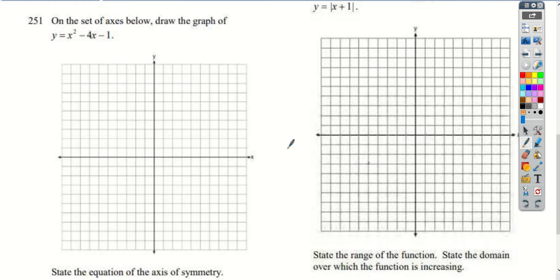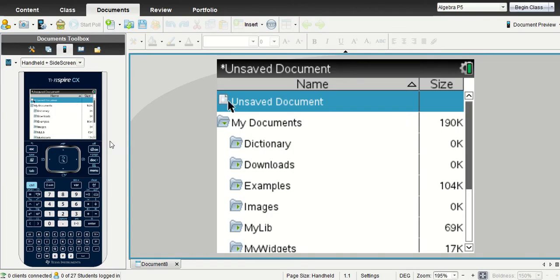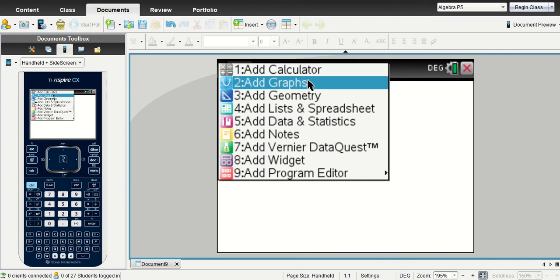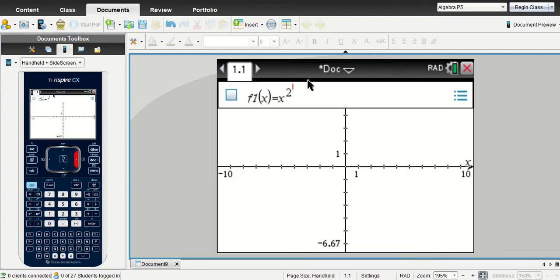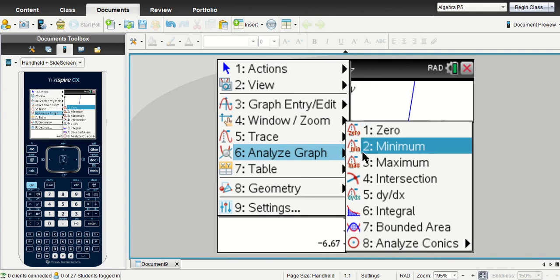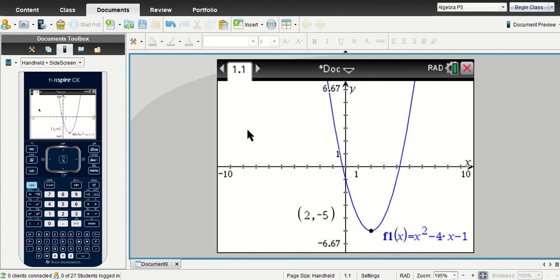So for the first one, it's y equals x squared minus 4x minus 1. So we would do a new graph, not a new document, a new graph. Okay, we're going to type in x squared minus 4x minus 1. There's a graph. We want to find the vertex, so we're going to go to Menu, Analyze Graph, Minimum, and we're going to choose our value. And we can see that it's the point 2, negative 5.